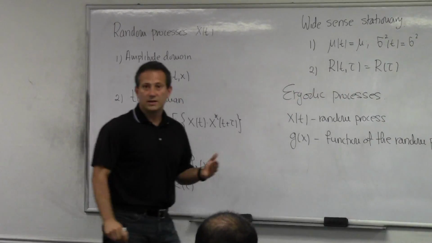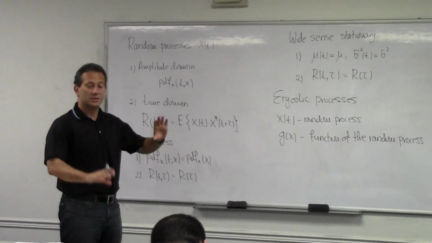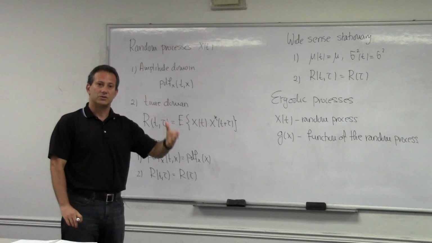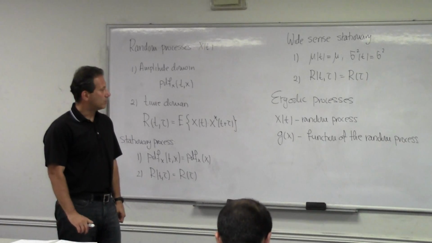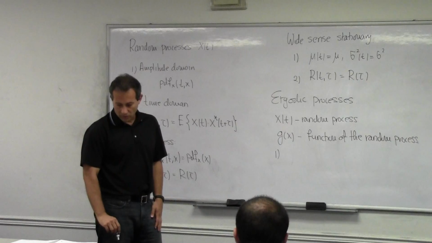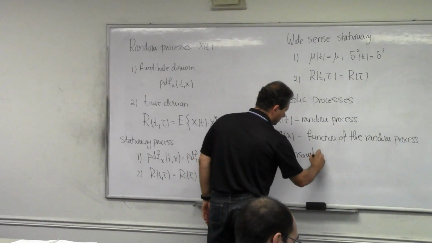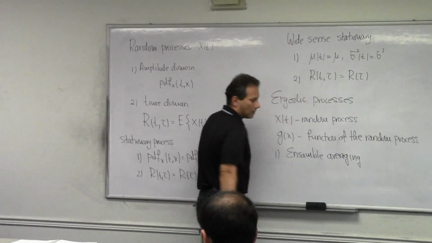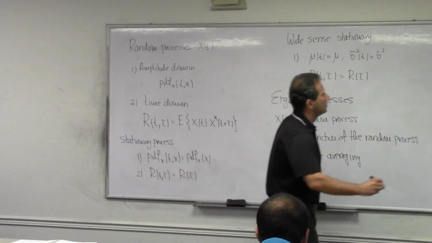We can define two kinds of averaging in general. This is a general statement. In other words, we can take this process and average it over time, or we can average across all the possible realizations of the process. The first type of averaging is the one that we call ensemble averaging. What is ensemble averaging?